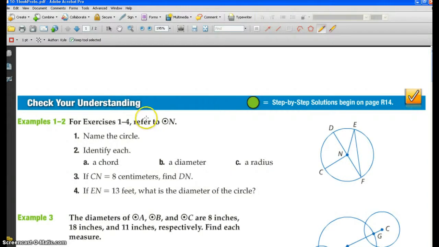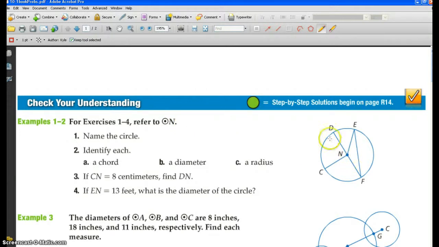Okay, this is section 10.1, Check for Understanding, starting on page 701. For exercises 1 through 4, refer to circle N. Number 1, name the circle.